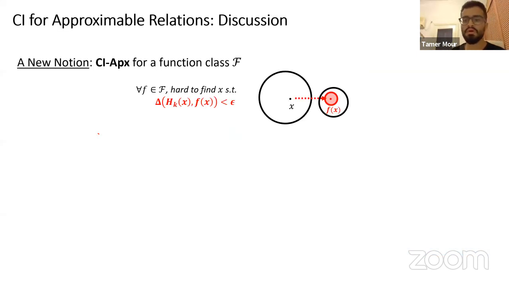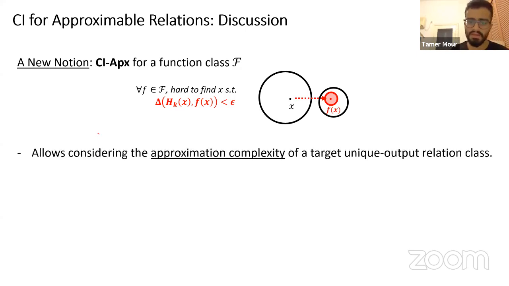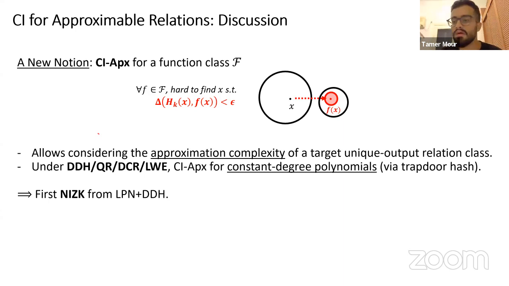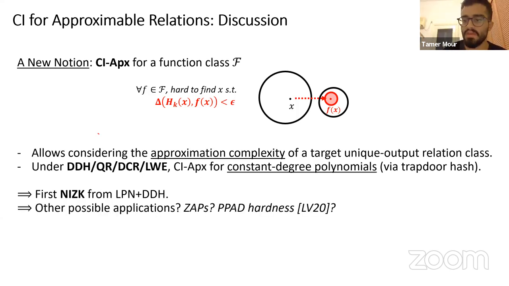So let me conclude with a real quick discussion. We introduced this new notion of correlation intractability for approximate relations. It basically says that it's hard for an adversary to find an input x such that H of x and F of x are close to each other, for some function F in our target class. And like I said, this allows us to consider the approximation complexity of our target class, which is usually weaker than the exact complexity. And following this, we get NIZKs under new standard assumptions. But it's very natural to ask whether there are more applications of this notion.